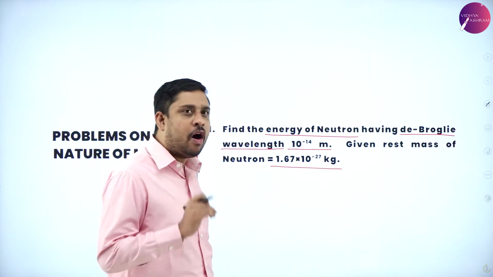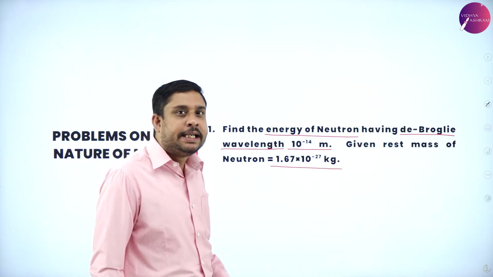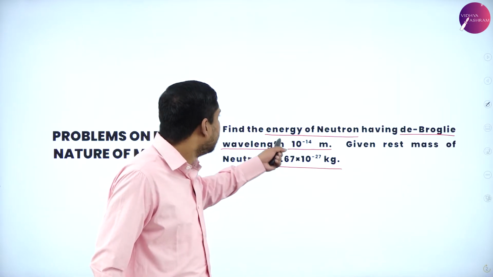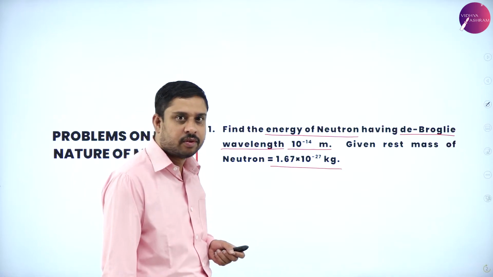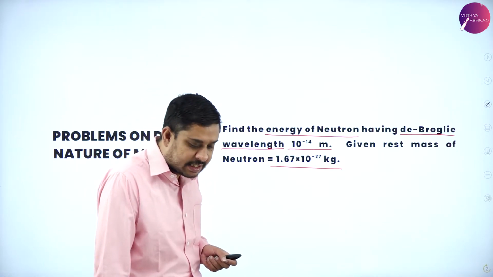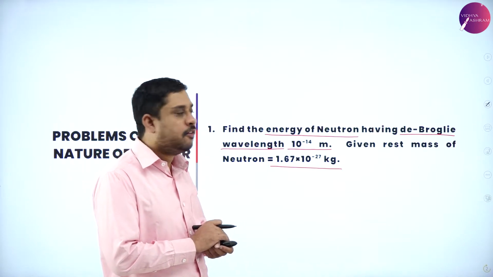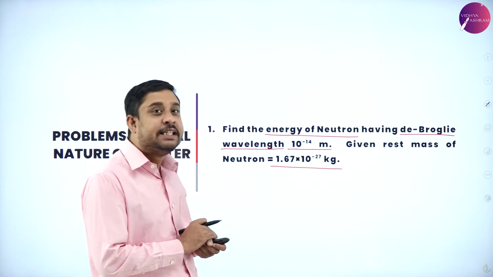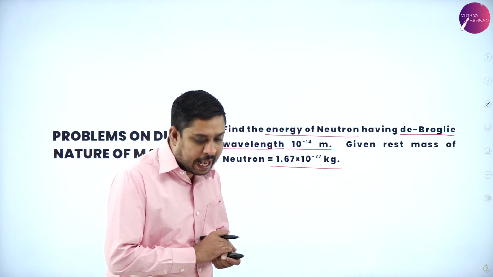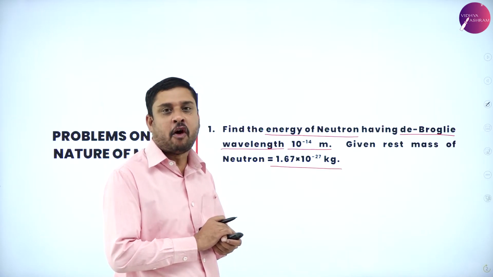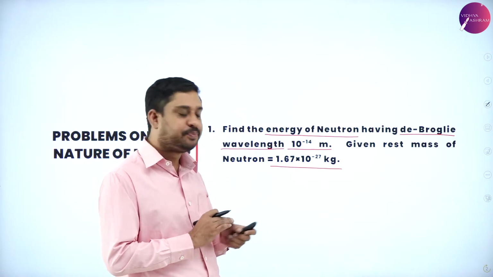You are asked to find the energy of the neutron having de Broglie wavelength 10 power minus 14 meter. See, at the onset, I know de Broglie wavelength is 10 power minus 14 meter, which means I have to find first what? The velocity of the neutron, so that it becomes helpful for me to calculate the energy. Fine.